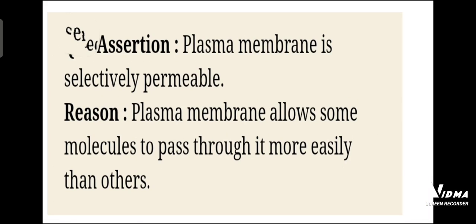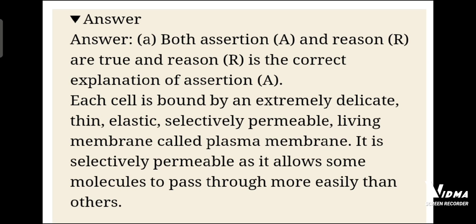Question 2. Assertion: Plasma membrane is selectively permeable. Okay, that is true. Reason: plasma membrane allows some molecules to pass through it more easily than others. The reason is also correct. So the correct answer is both assertion and reason are true, and reason is the correct explanation of assertion.